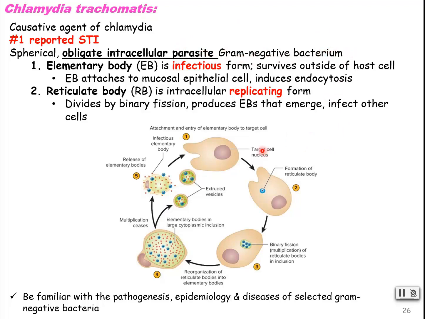So the infectious form is going to be called an elementary body, and this elementary body can survive outside of a host cell. And so this is what is going to attach to mucosa, so any unciliated mucous membrane, and it induces endocytosis. Then inside of the host cell, it forms what's called a reticulate body, and that is what is going to basically replicate. And so it does it through binary fission. That's how bacteria reproduce. And then once it goes through binary fission, then it's going to form those elementary bodies that are going to split off, and then that is the infectious form. So it just has a unique life cycle, but is the number one reported sexually transmitted infection.